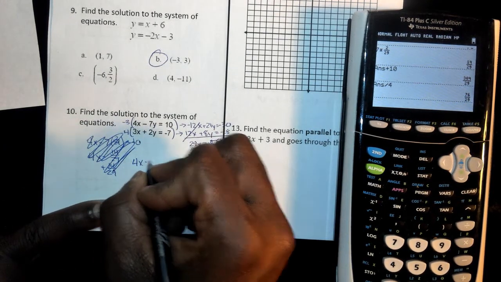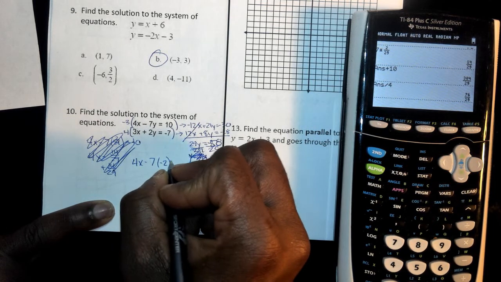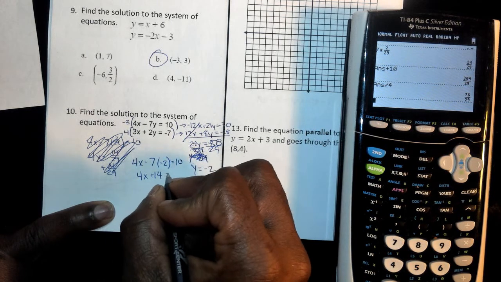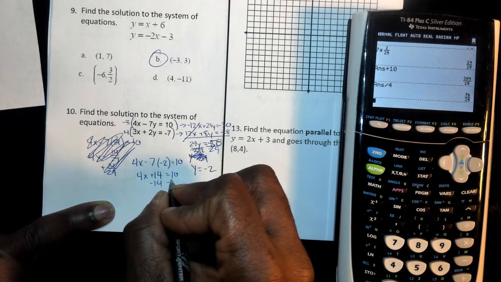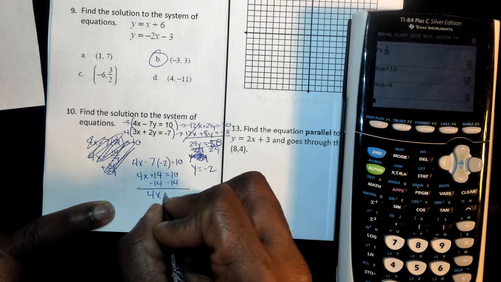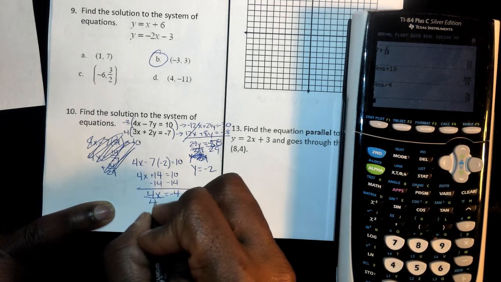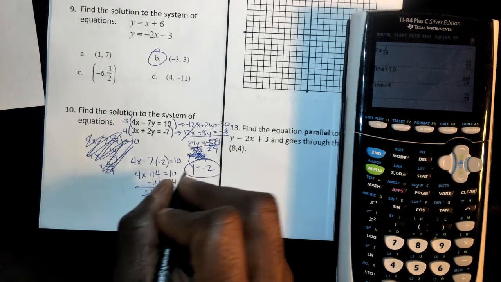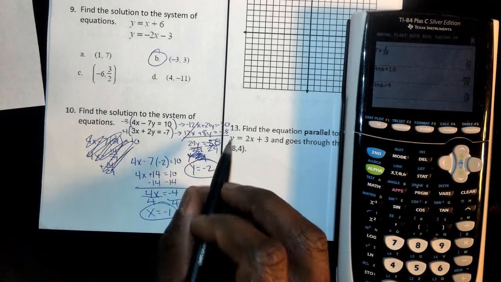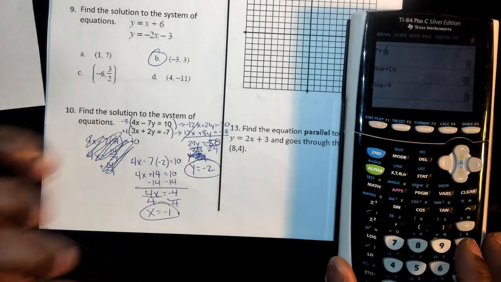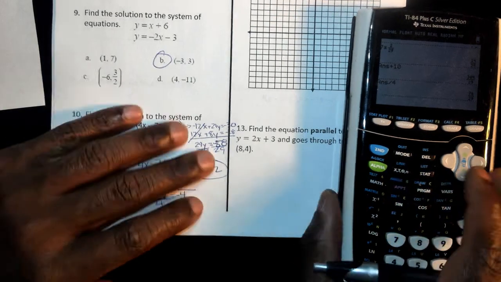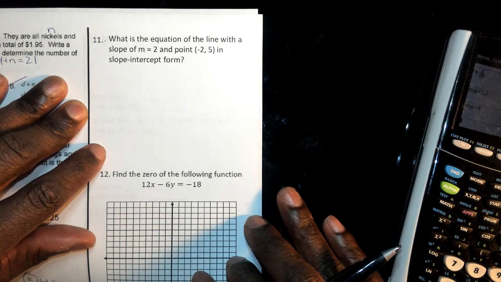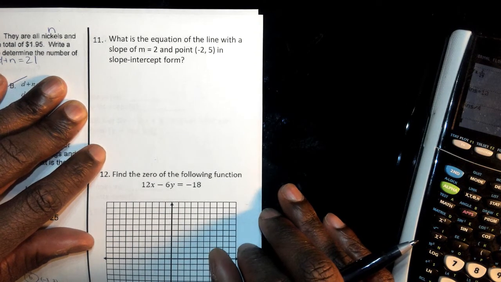So you have 4x minus 7 times -2 equals 10. 4x plus 14 equals 10. Subtract 14, subtract 14. 4x equals -4. Blah, blah, x equals -1. I apologize for that. It was just throwing me off there and I couldn't see that negative and I wrote it. Sorry.